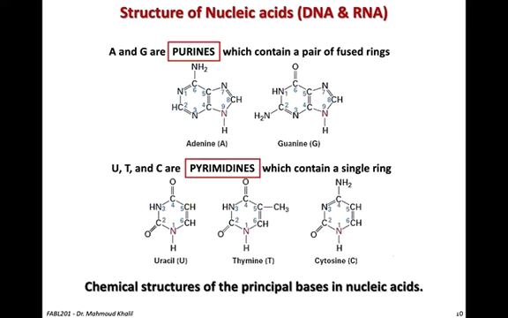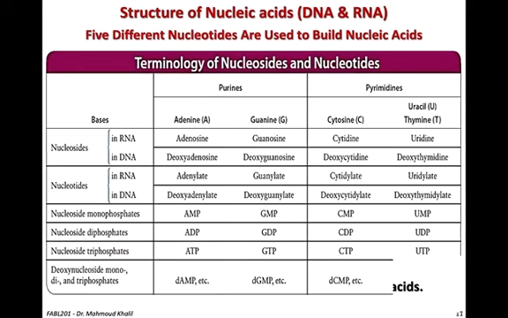Looking into the structure of the nucleotide, generally they are classified into purines and pyrimidines. The purines are 2 rings that consist of either adenine or guanine. Each of them consists of 2 rings, while the pyrimidines have only 1 ring. And the examples are uracil, thymine, and cytosine. And this is the chemical structure of the nucleotides. Generally, this is the terminology of the nucleotides.